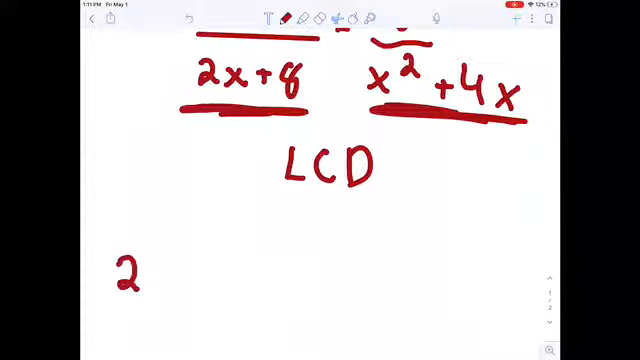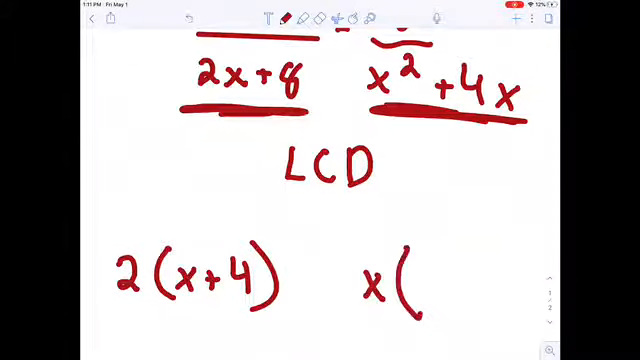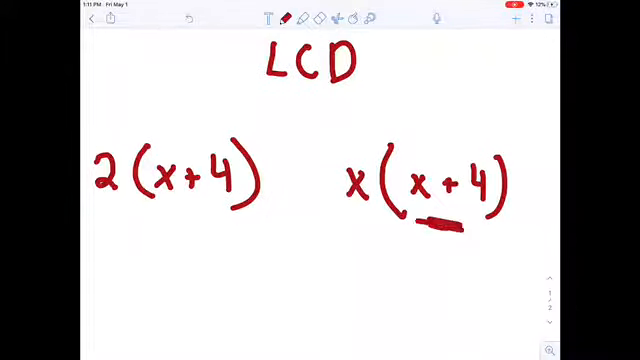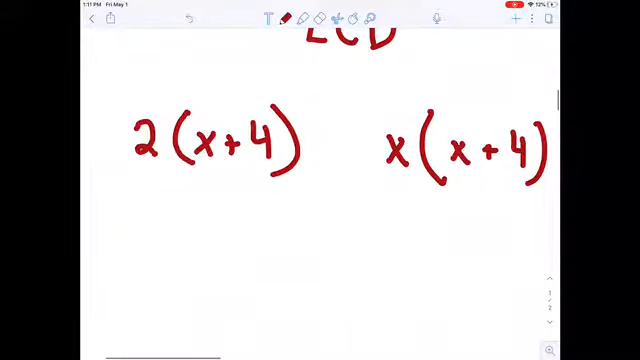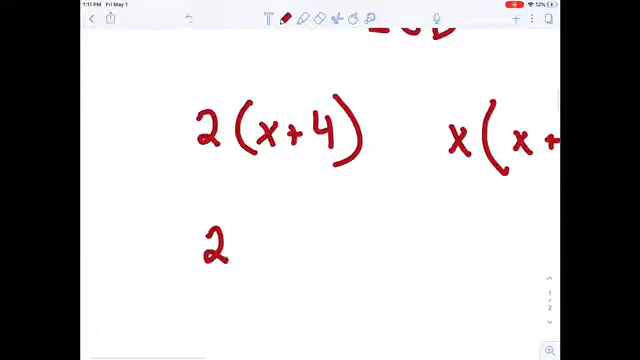To find the LCD, I'm going to factor out my problem. So I took 2 out of 2x plus 8, which is 2 times x plus 4, and x out of x squared plus 4x, which is x times x plus 4. And as you can see, these two are the same, but we do not have the same for 2 and x, so we're going to have to merge them together to make one problem, so we can have one denominator through the whole thing. So that's going to be 2x times x plus 4.